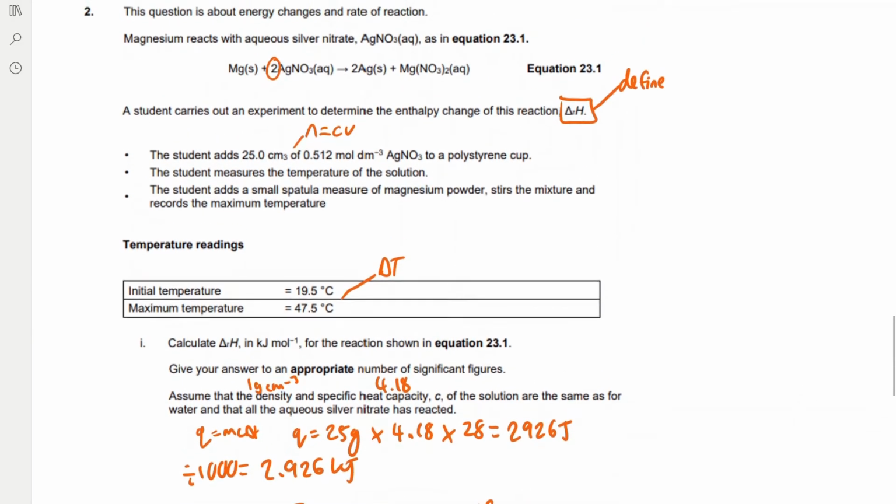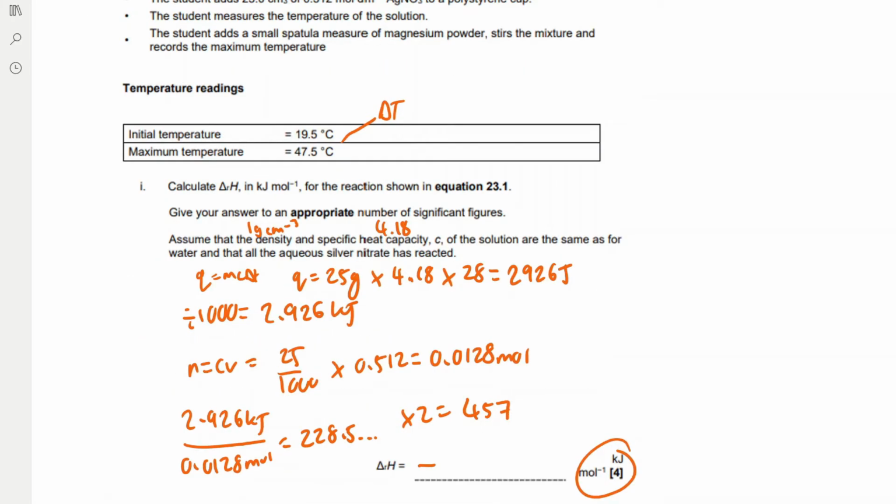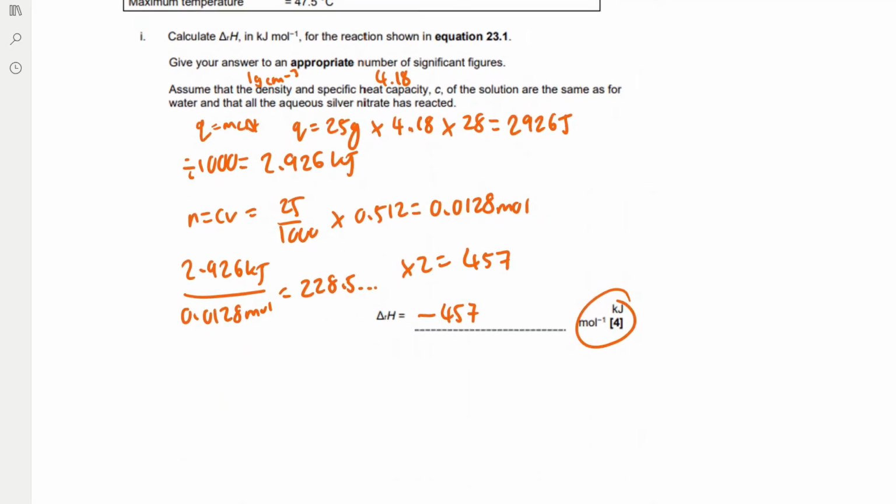But then notice in the equation that we have 2 moles of silver nitrate, and we're calculating the enthalpy change of reaction. So we need to do it for the molar quantities shown in the chemical equation. So we multiply 228.5 by 2, which gives us 457.1, which to 3 significant figures is minus 457 kilojoules per mole. So these questions can be quite difficult to identify what numbers you should use in your calculations.